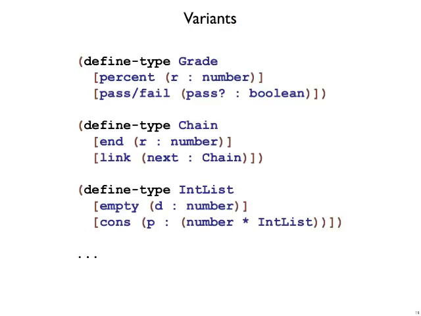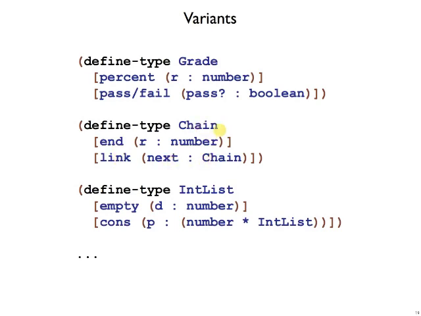And by variants, I mean the kinds of types we create with define-type, where a grade can either be a percent or a pass-fail. And these different variants can in fact have different types inside of them. And a chain could be an end or a link, where the next tree itself is a chain.